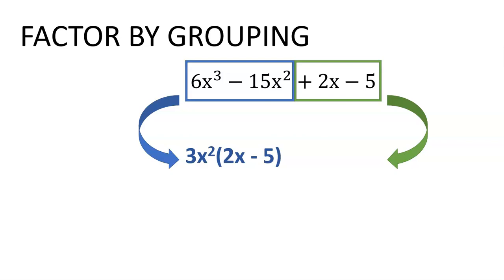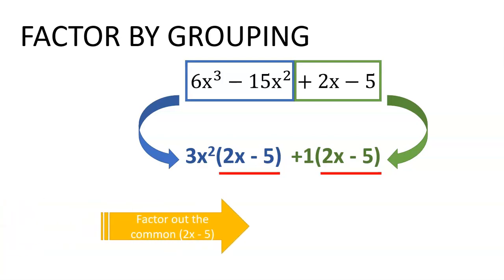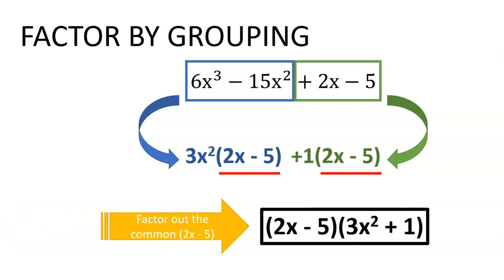I look on the right side in my green, and there are no common factors, so you can factor out a 1. So factor out a 1, and you'll notice that what is in the parentheses is the same. Factor out the 2x minus 5, and then you're left with 2x minus 5 times 3x squared plus 1.